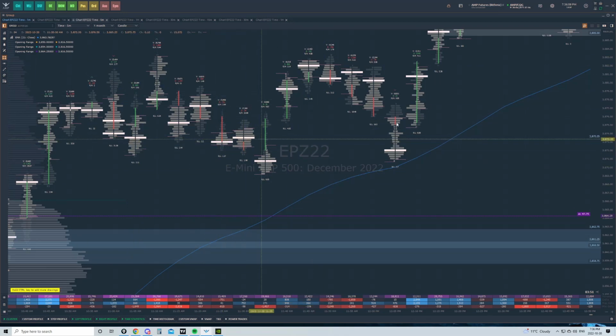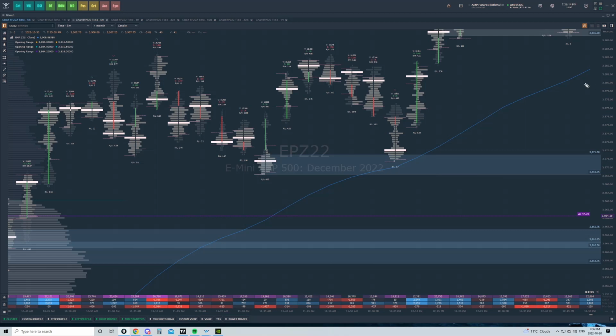Now what do we do here? We look for the next high volume area. Where is it? Right here. Big high volume node at the lows. My favorite high volume areas are, if I'm looking for a long, the ones at the lows, or if I'm looking for a short, up at the highs.